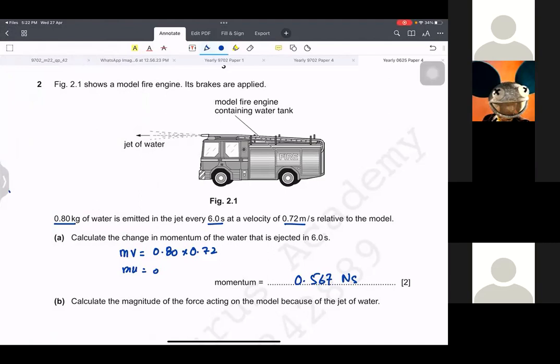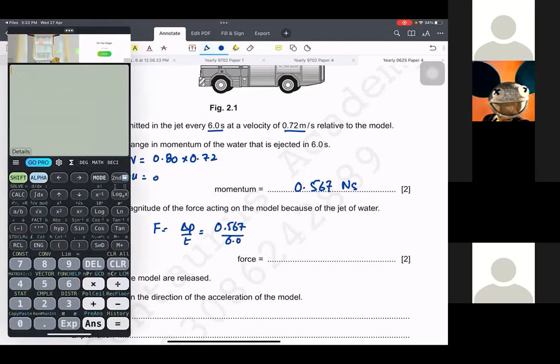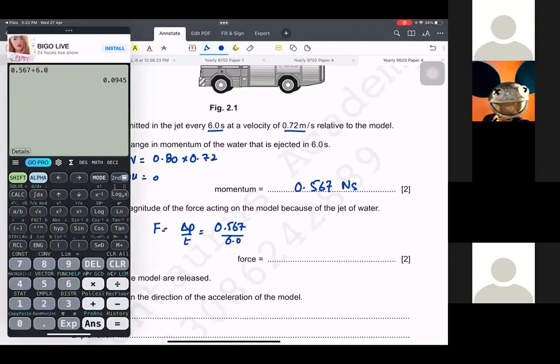All right, please check it, because sometimes I make mistakes as well. So you guys need to be aware of it. All right, then going forward, calculate the magnitude of force. So force is change in momentum over time, 6.0. Okay, so that is 0.095 newtons. So that should be the answer. If you have anything to ask, please do.